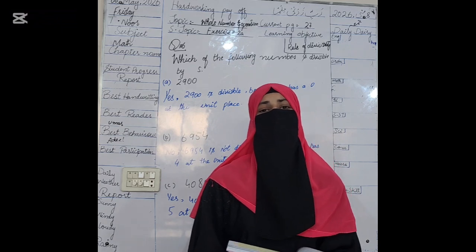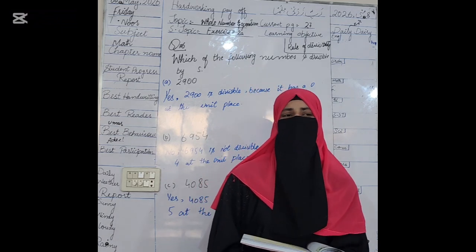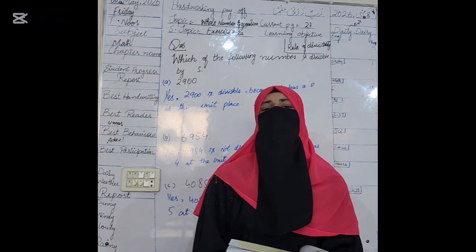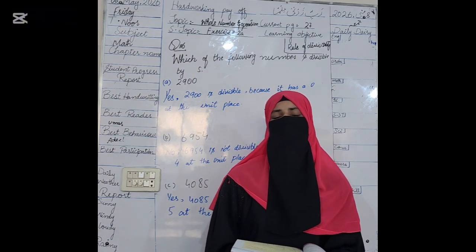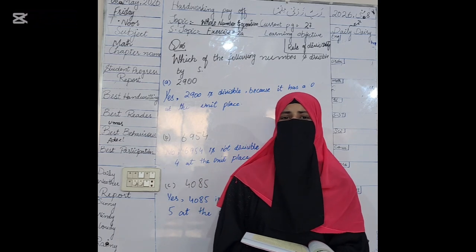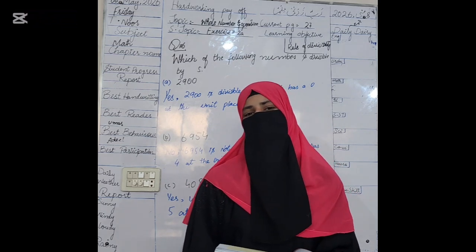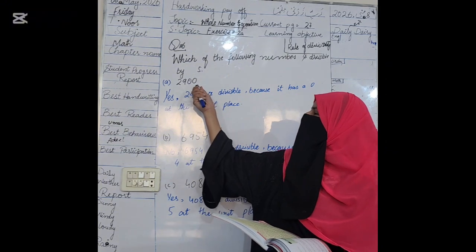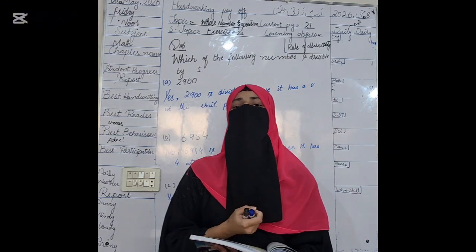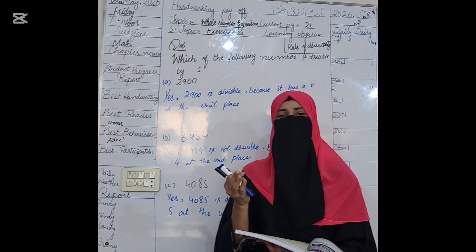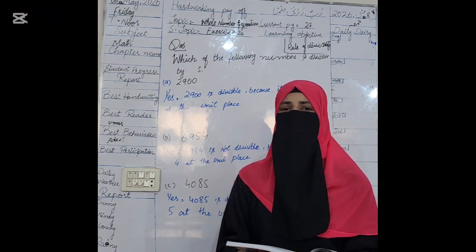If the last number, the unit number, is a 5 or 0, the number is divisible by 5. But if a number does not have a 5 or 0, like a unit number of 1, 2, 3 or 7, 8, 9, then this number is not divisible by 5. So remember that if the unit number, the last digit of the number, is 0 or 5, it is divisible by 5, and other numbers 1, 2, 4 and 6 to 9 are not divisible by 5.